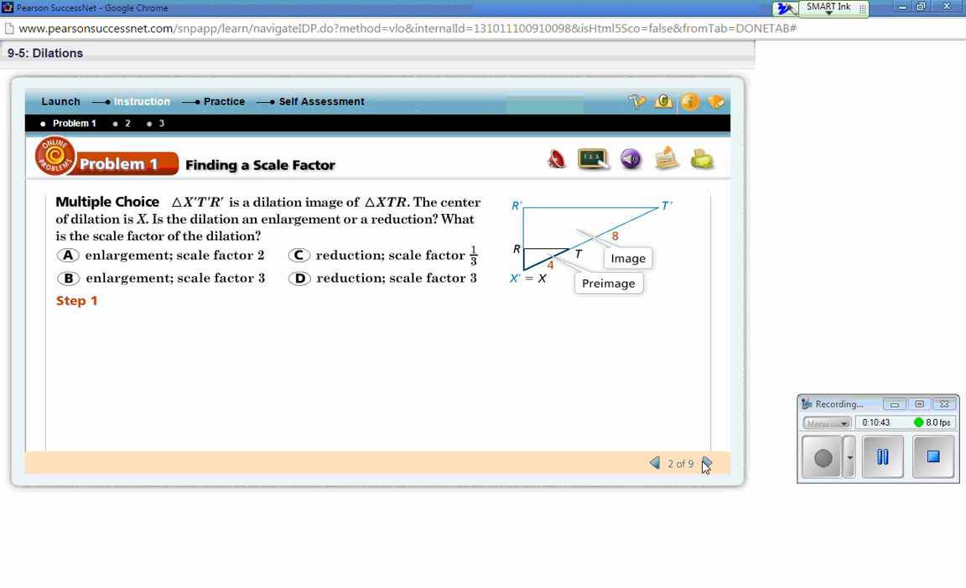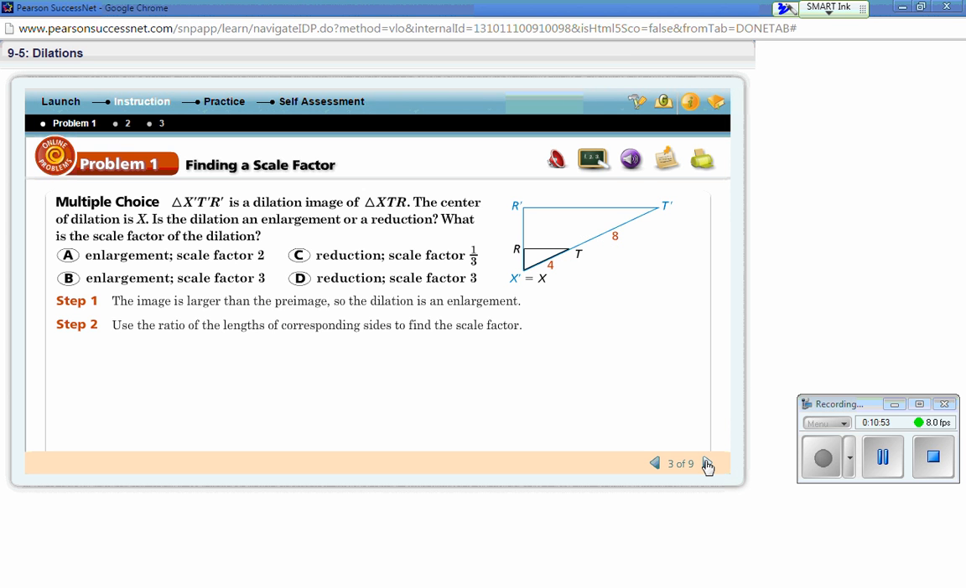We know that part. The image is larger than the pre-image. We know that. So this is the part that we mess up a little bit. Use the ratio of the length of corresponding sides to find the scale factor.